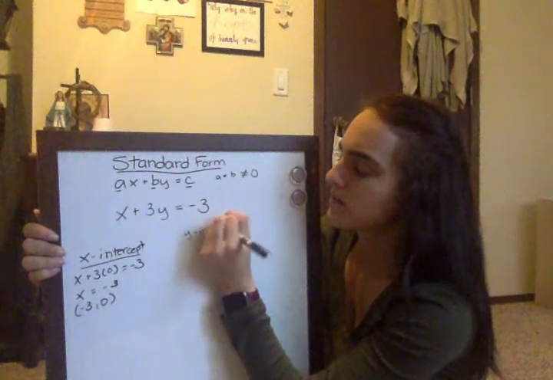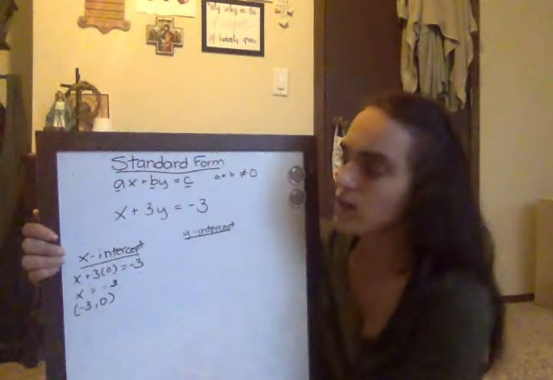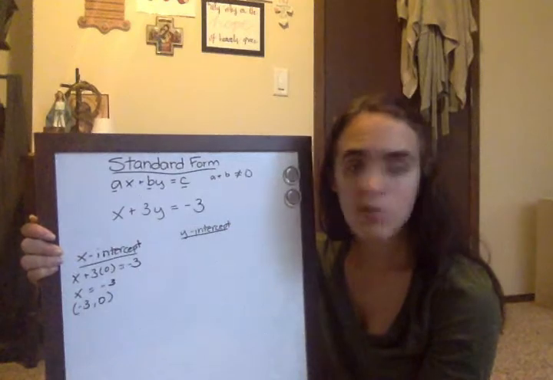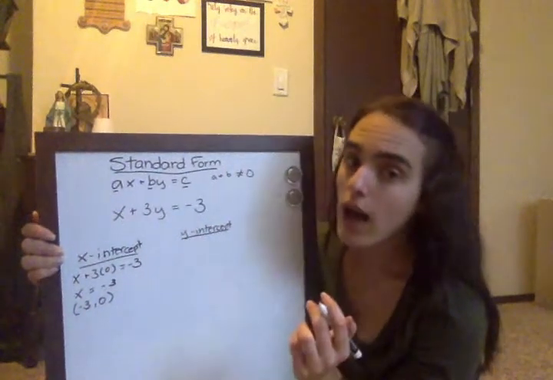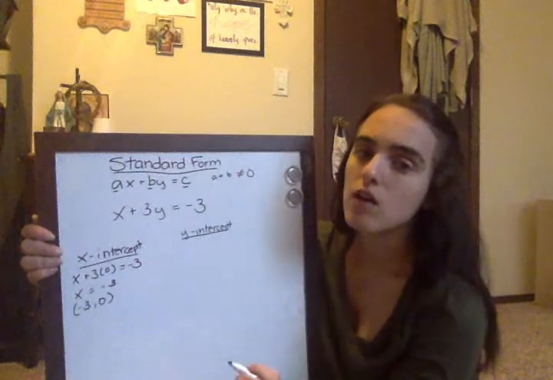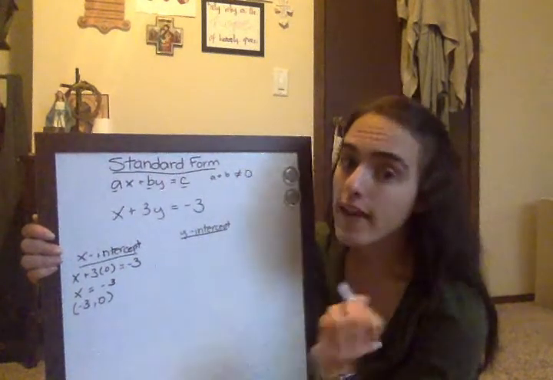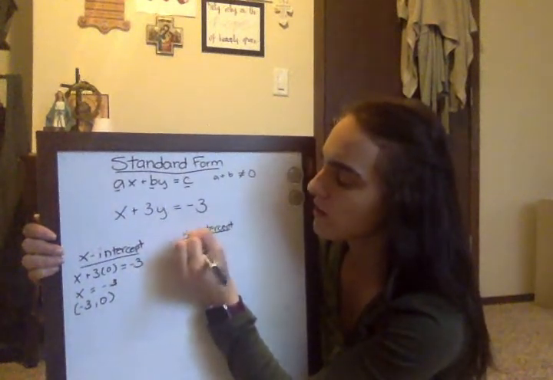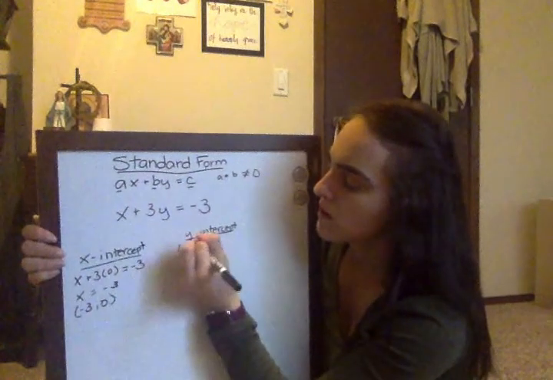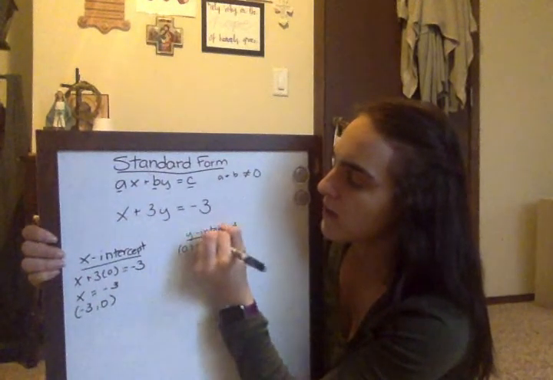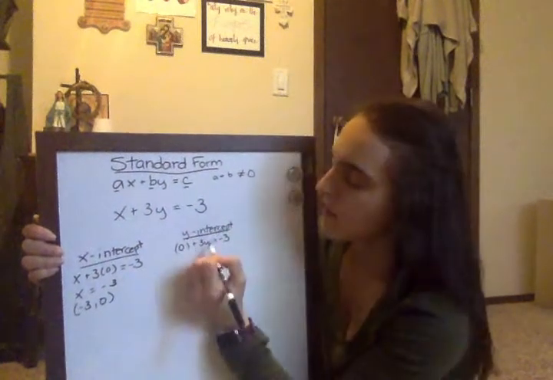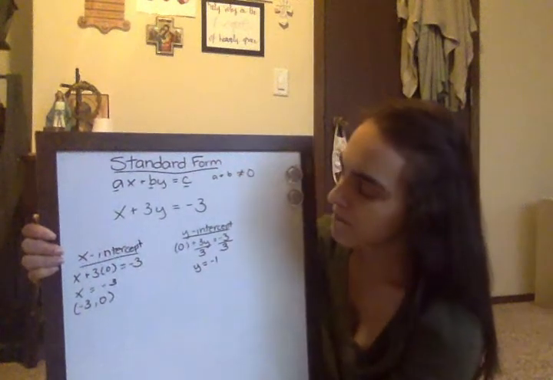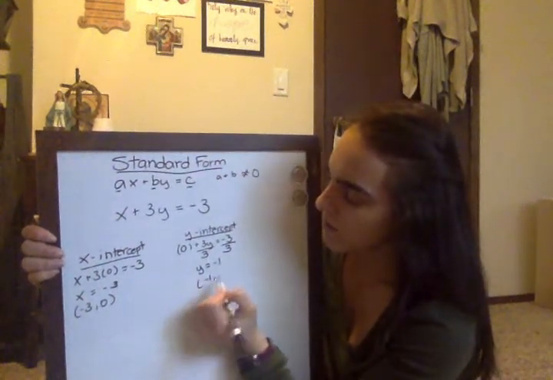Y-intercept. My y-intercept is where my x is 0, remember? The y-intercept is where x is 0 and my line crosses the y-axis. So to find my y-intercept, I can plug 0 in for x because I know x is 0. So 0 plus 3y equals negative 3. And then I can divide by 3, and y equals negative 1. So my y-intercept is negative 1.